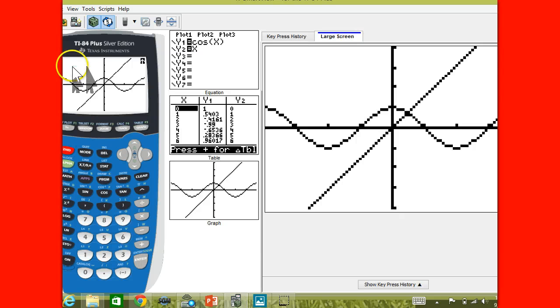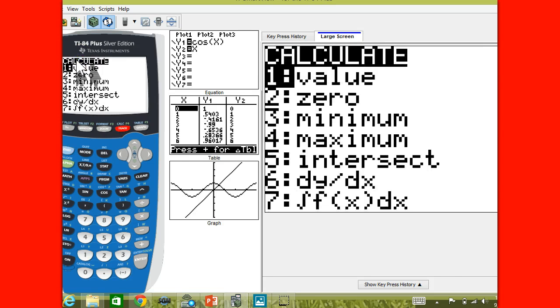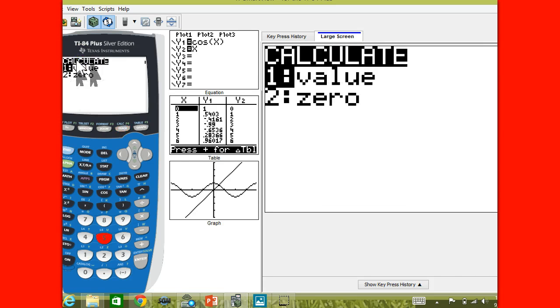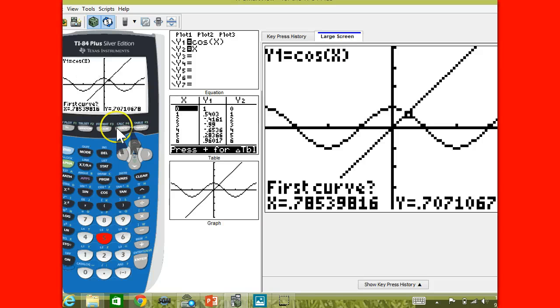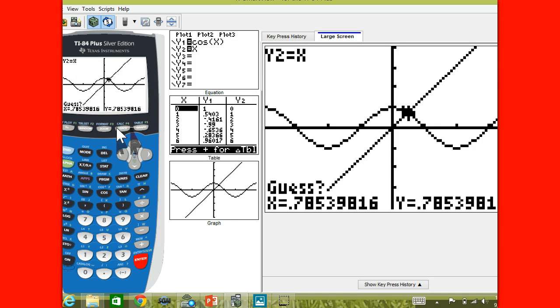So again, that was second trace. We chose option number 5. Enter to tell it yes for first curve, enter to tell it yes for second curve, enter our guess, and it will tell me that point of intersection. So we're looking for the x value, right? It's solve for x. So we're going to get x is equal to 0.739.